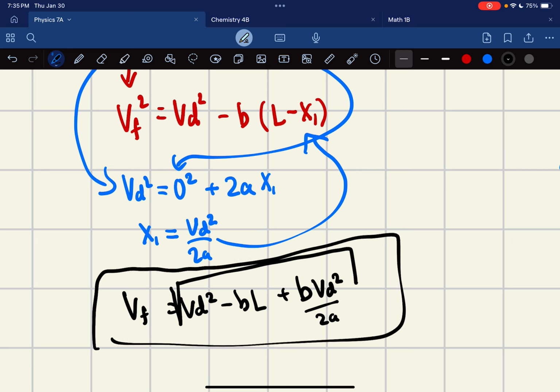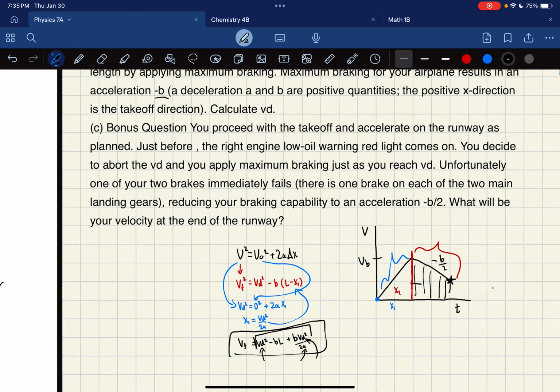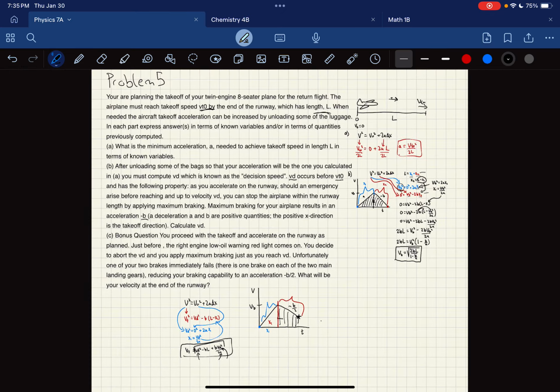If you wanted to, you could plug in our answer from the other part into VD and our answer from part A into A, but I don't think that's necessary. So that's the end of this problem.